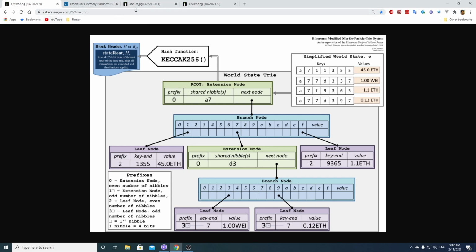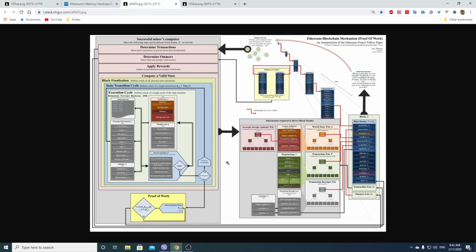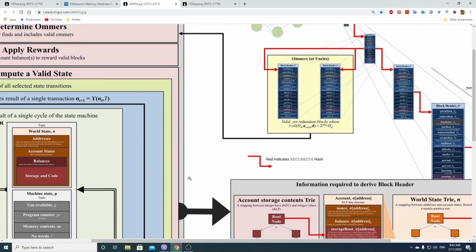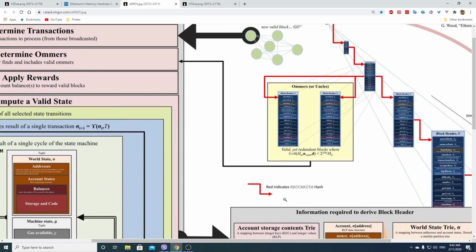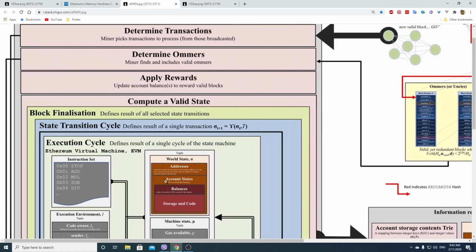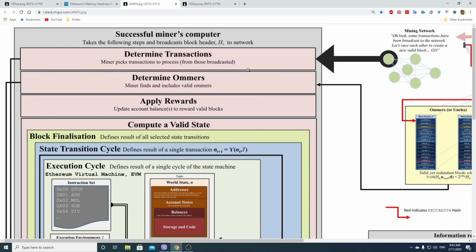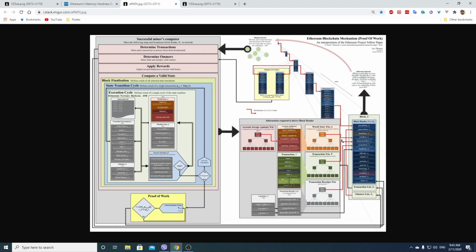Another important notion is how this tree fits in the rest of the picture. It's a bit of a complex picture, but we can analyze it little by little. This represents what the miner has. And the miners have a bit more work to do than a regular node. But let's take a look.